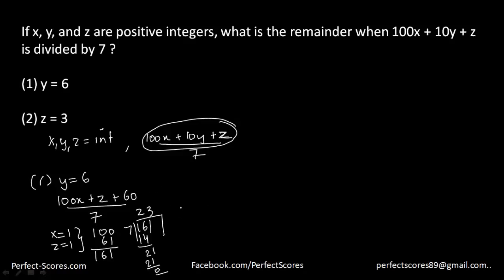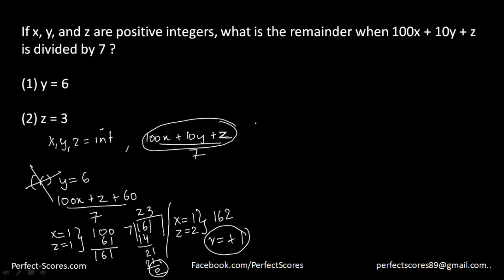Let me change it a bit. If I say that x is equal to 1 and z is equal to 2, then the number would be 162, isn't it? Then the remainder is going to be plus 1 because 161 is divisible by 7. So I'm going to have different answers here, which means the first statement is insufficient. It's either answer option B or answer option C or answer option E.